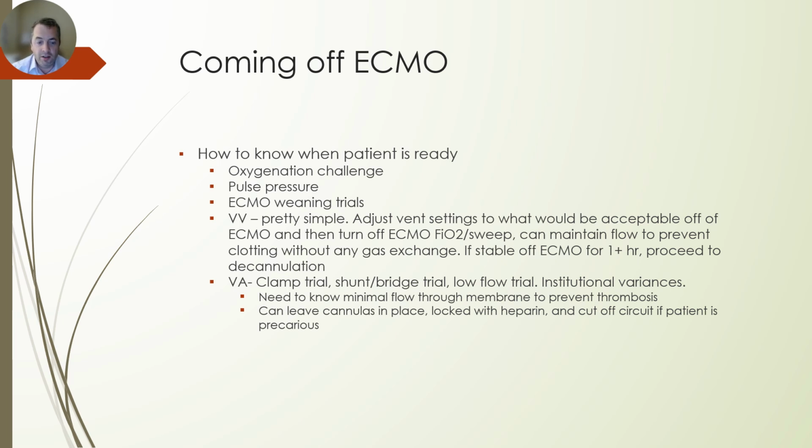And if they're stable on that, then you can proceed to decannulation, which, if you've done percutaneously, can be a simple pull and hold pressure with the patient sitting up. VA is a little more complex, and there's more variance in how to do this. The cannulas or the tubing nearby can be clamped with or without a bridge to keep the blood through the circuit flowing. Alternatively, the flow can be turned to the minimum amount to prevent thrombosis.